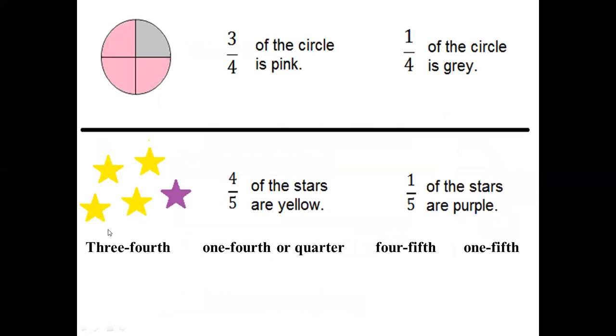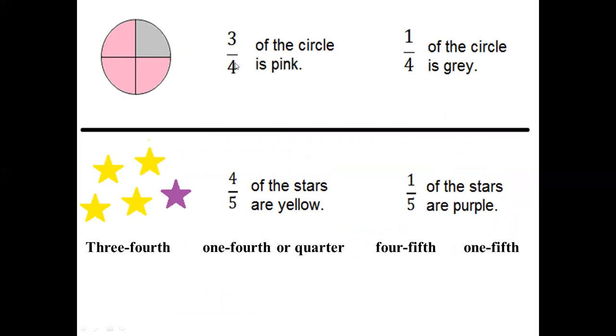The next thing, let's share some more examples with you. Over here, this circle is representing a part of a whole, and these stars are representing the parts of a set. So in this example, the whole definition is depicted in front of you. Over here, the whole circle is divided into 4 equal parts. That's why the denominator is 4.